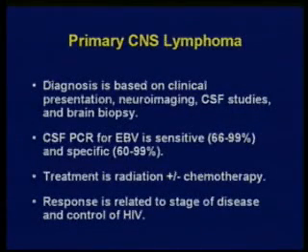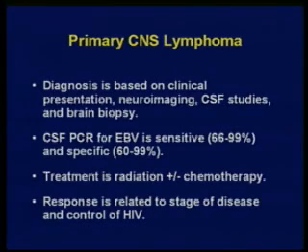So primary CNS lymphoma, diagnosis is based on clinical presentation, neuroimaging, CSF studies, brain biopsy, which is sometimes almost impossible because depending on where the lesion is, right? It's good I know it's CNS lymphoma, but now you can't see and you can't talk because I took out that part of your brain, right? So it's not always very easy to do.